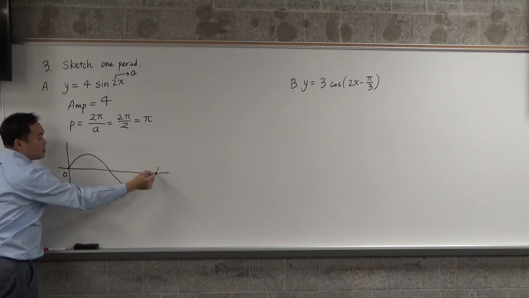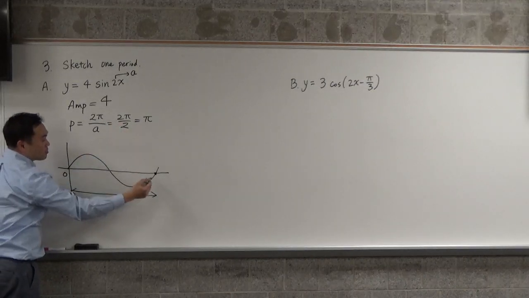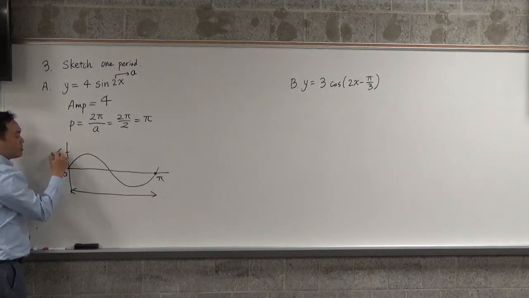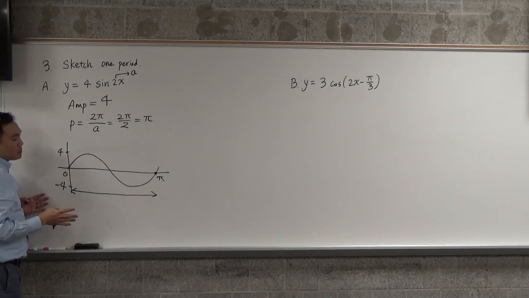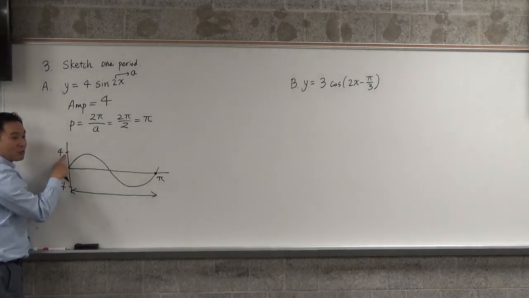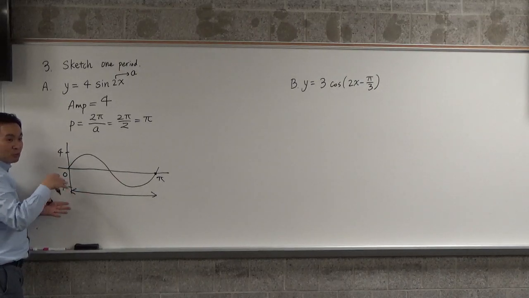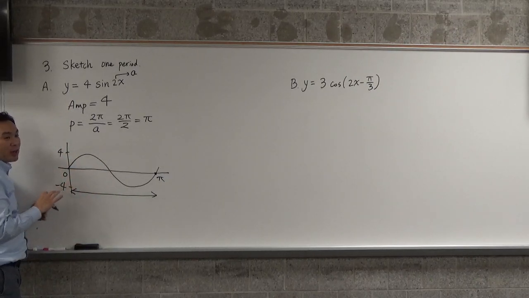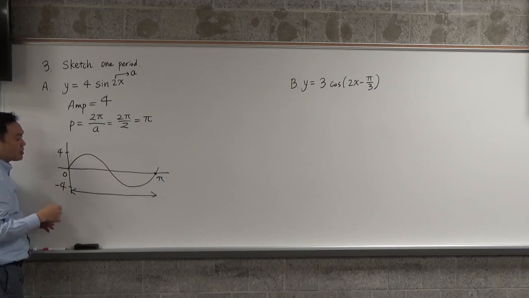And where would it end? Pi. This length we just found out to be pi, right? So this will end at pi. How high does it go? 4. Positive 4 goes down to negative 4. This is obviously not drawn to scale because pi is 3.14 and 4 is bigger than pi. If you drew this in a graph that's drawn to scale, you'd have a much taller graph than wide. But that's okay, as long as you put these coordinates correctly, then it's fine.